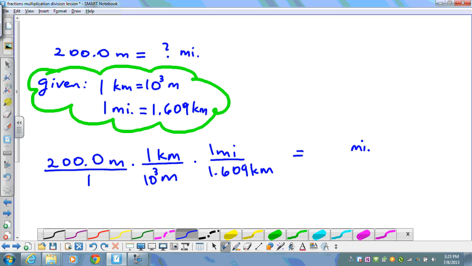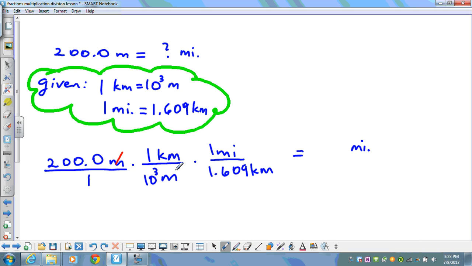The meters are going to cancel. Remember, anything from the top can cancel with anything from the bottom when you're multiplying fractions. The kilometers will cancel. So that leaves us with the unit of miles, and that's exactly what we want. So that tells us we've set the problem correctly.